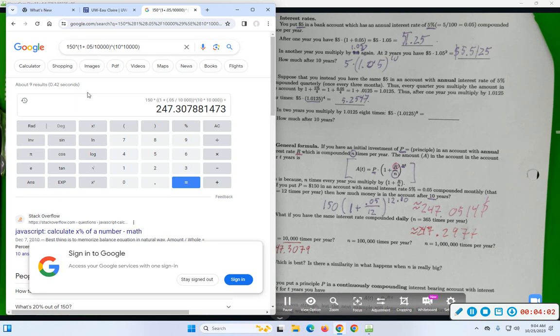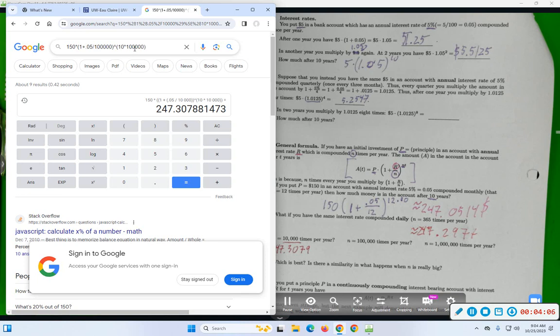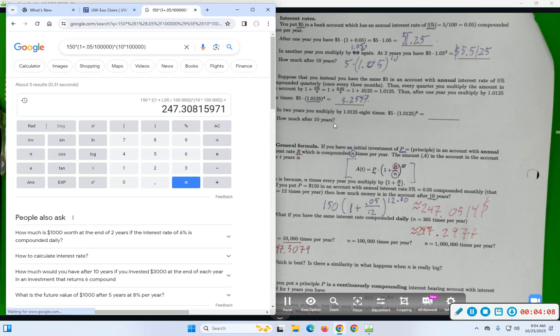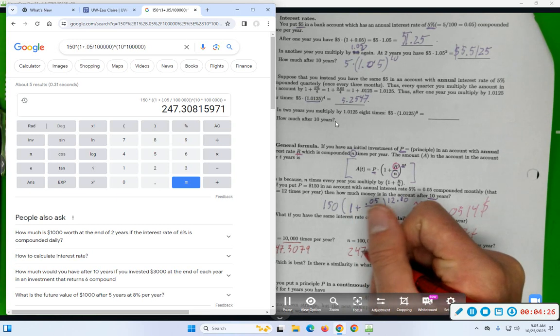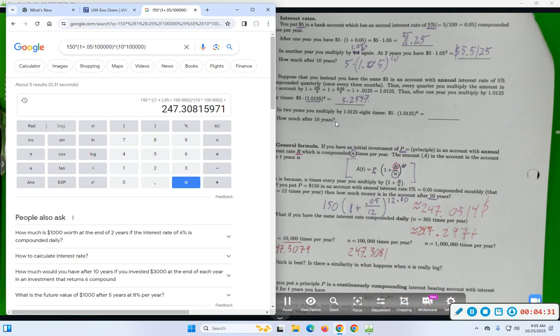Let's increase it further. Instead of 10,000 times, let's do 100,000 times. Did it increase? By much? Is it by enough that I can even tell the difference at the number of digits I'm recording? Maybe not at the number of digits you're recording, but I'm going out to the 100th of a penny. I can still see that. 247.3081. A 1/10 of a penny increase. Let's add some more zeros.